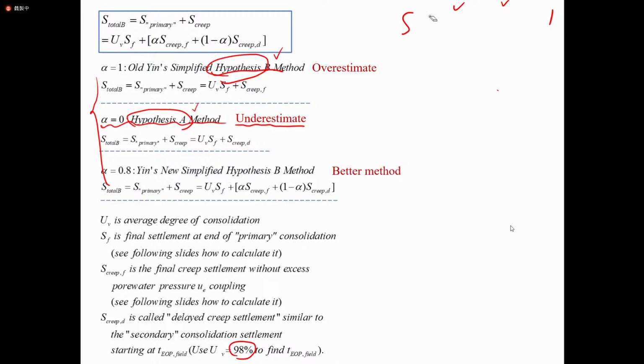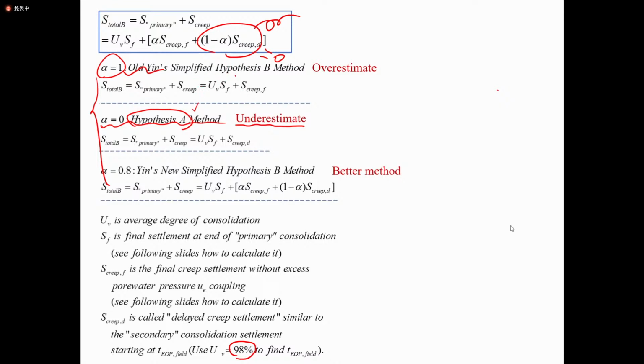And for the hypothesis B method, the older one is the first one, okay? Alpha is equal to 1. Alpha equal to 1. This part is equal to 0, right?